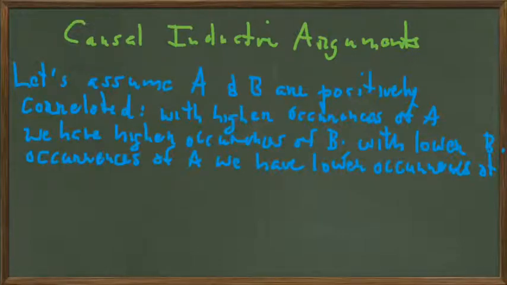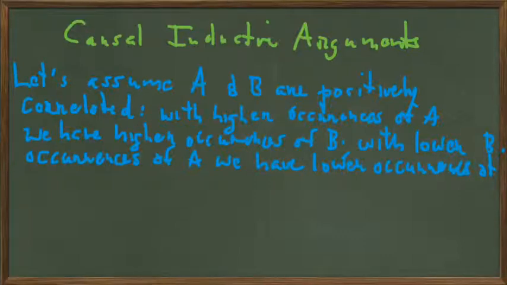So let's assume that A and B are positively correlated, which means that if there is a higher occurrence of A, we notice a higher occurrence of B. If that correlation is 1, then if we have 50% more occurrence of A, we'd have 50% more occurrence of B. And if we have a lower occurrence of A, we would also have a lower occurrence of B. So both those are present when we have a positive correlation.